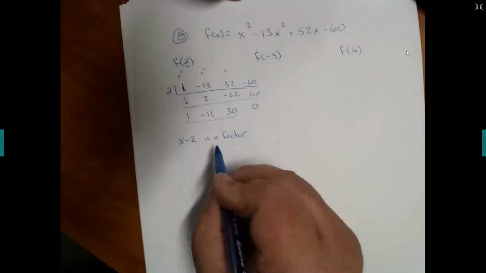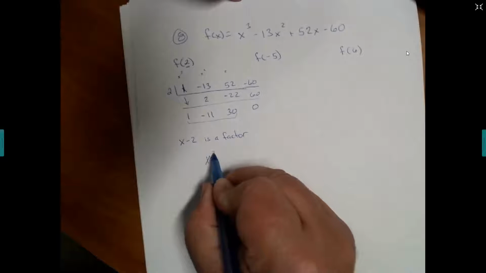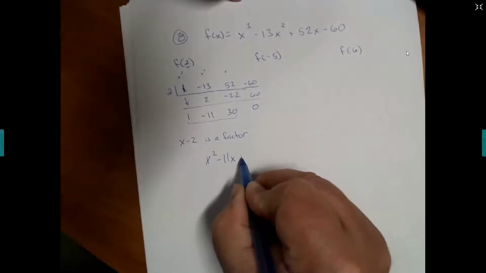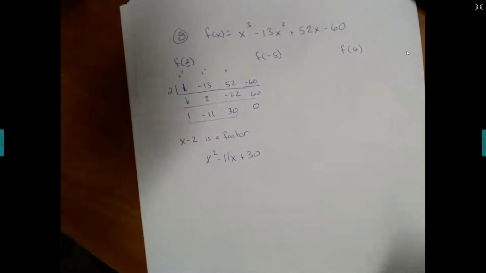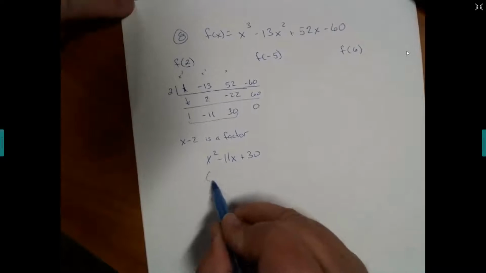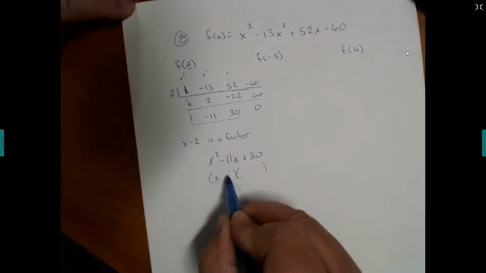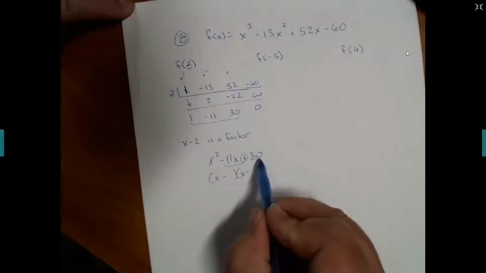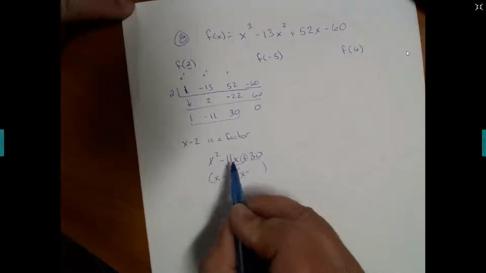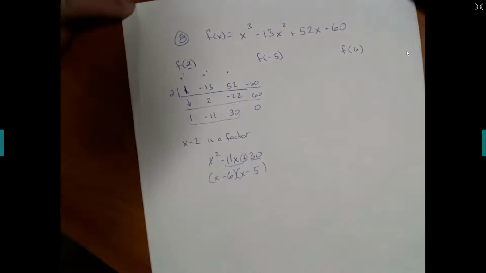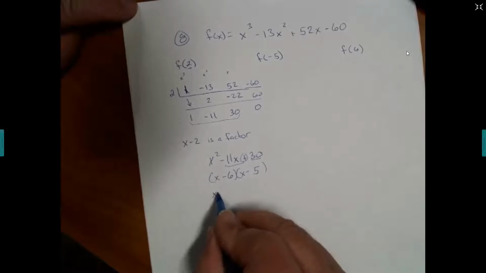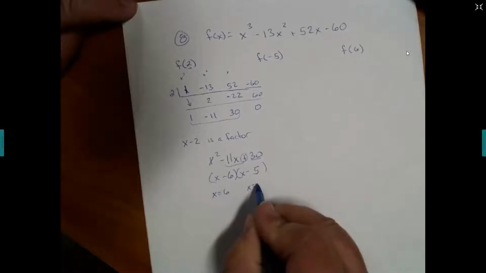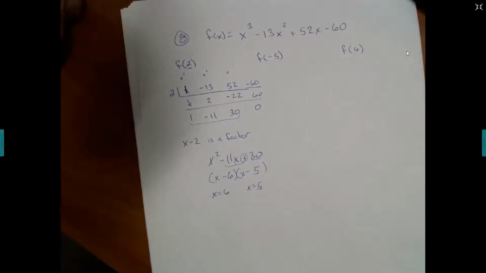And the remaining term is x squared minus 11x plus 30. We have to figure out that one next, which is easy. We could factor that. Since the signs are the same, they're both negatives. What times what is 30, that when you add them, you get 11? So x equals 6, x equals 5.